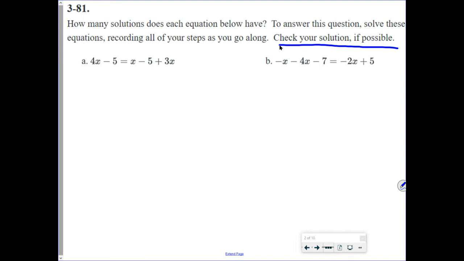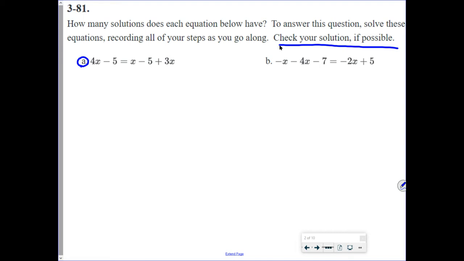So let's begin. When I look at A, please go ahead and pause the video and write down letter A, and then when you're done, unpause. Okay, if you think you can solve this equation on your own, please do. Try it. If you want to do it with me, that's okay. I'm going to do it either way.